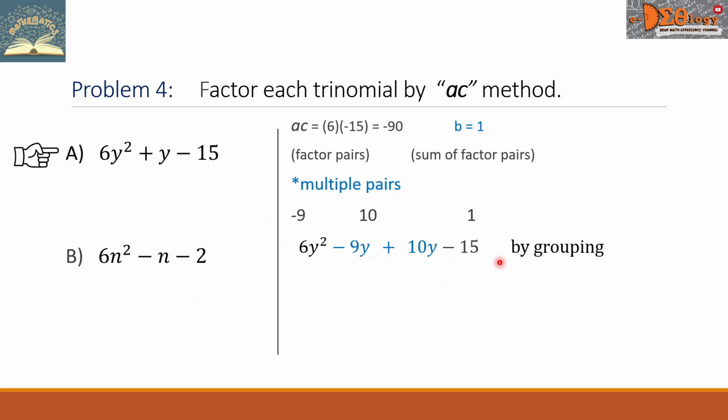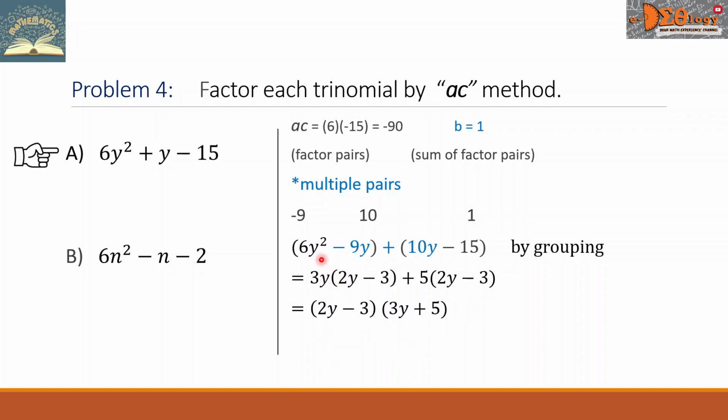Next, we factor this by grouping. We group the first two, we group the last two. For the first group, the factors are 3y times 2y minus 3. For the second group, common is 5 times 2y minus 3. And we can see that for the two groups, the binomial 2y minus 3 is common. We can pull it out times this 3y and then plus 5. This is the answer for expression A.